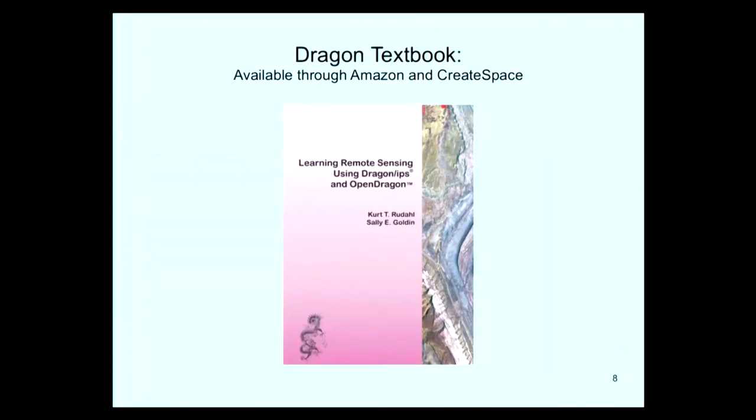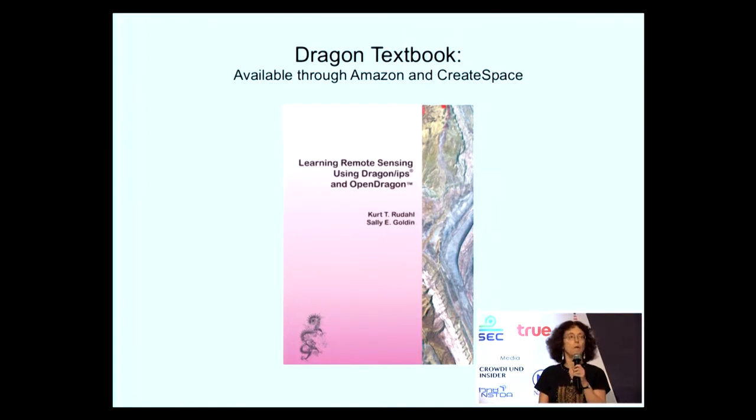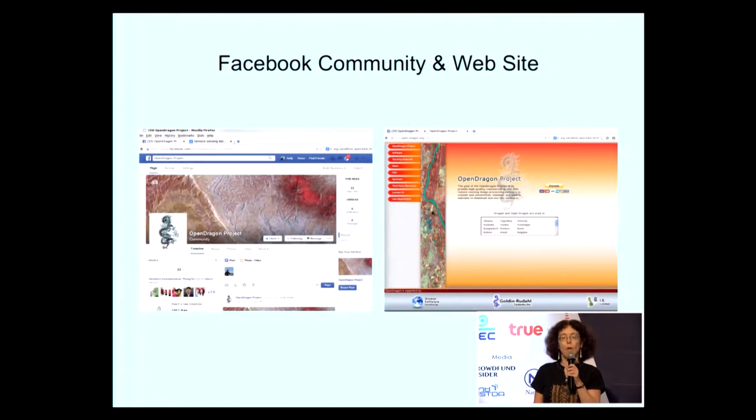To make OpenDragon more useful, we've written an introductory textbook with hands-on exercises that's available from Amazon. We maintain a website where people can get the software as well as sample imagery and, of course, a Facebook page.